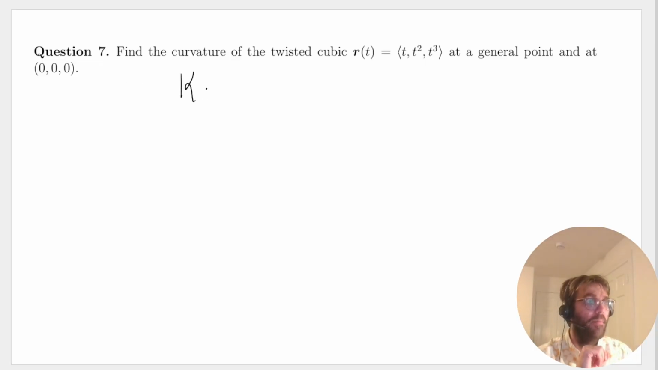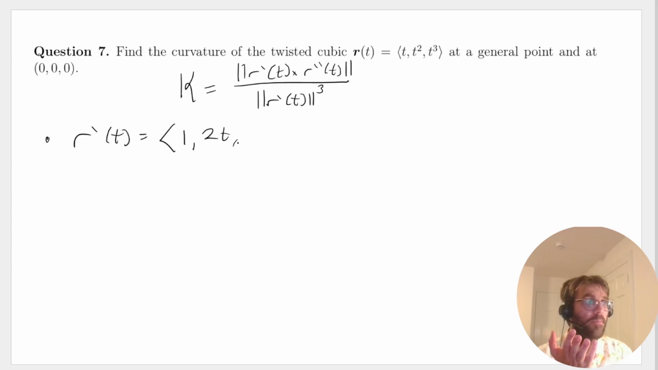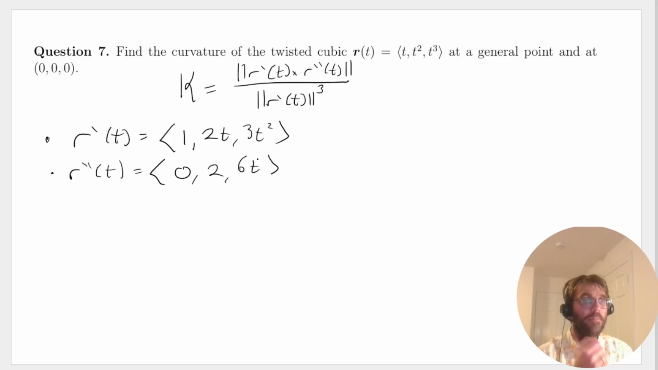Because kappa, the curvature that we're looking for, is r prime of t cross r double prime of t. It's a cross product. Find the length of that vector and divide it by the length of r prime of t cubed. So what do we do? We find r prime of t. R prime of t is 1, 2t, 3t squared. We find r double prime of t. It's 0, 2, 6t.